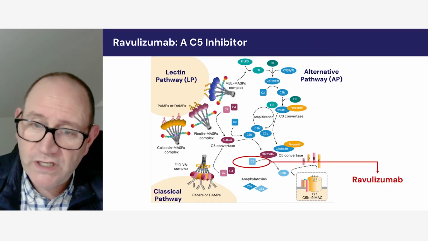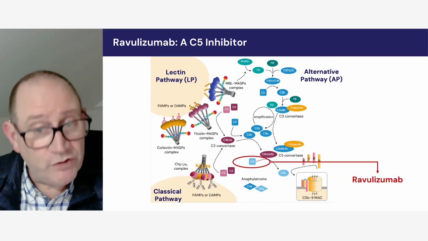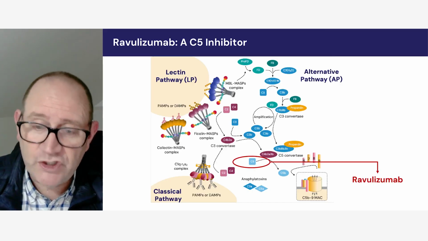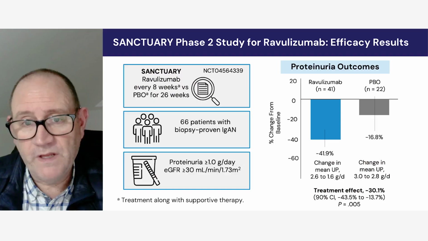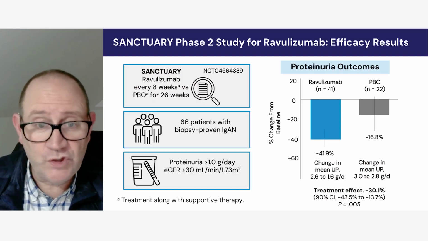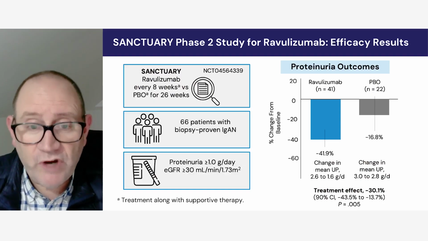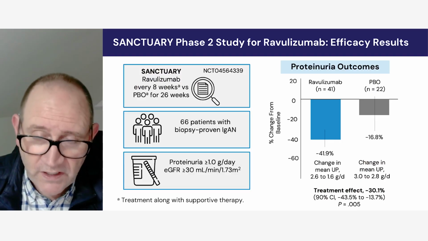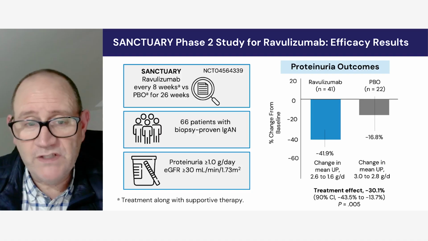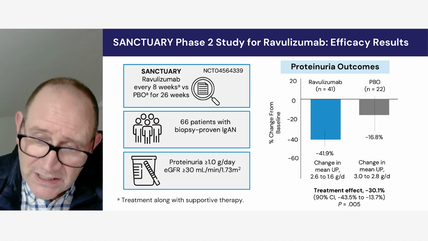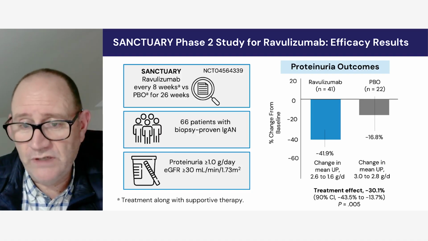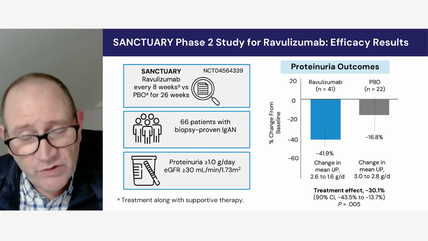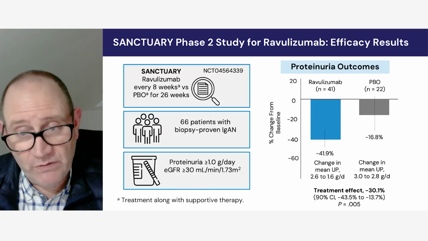The final drug in phase 3 is ravulizumab. This is a monoclonal antibody that targets C5 in the terminal complement pathway. We have published phase 2 data from the Sanctuary trial, and these data showed that targeting C5 in high-risk IgA nephropathy patients led to a significant reduction in proteinuria, a between difference of 30% reduction in proteinuria compared to placebo.